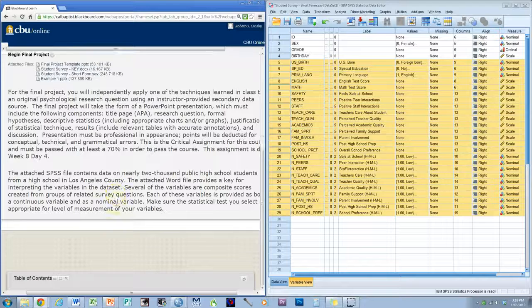Anyway, hope that is helpful. This is due on day 4 of week 8, not day 5, not day 6. I have to score these as quickly as possible. So the sooner the better. Get those into me, and if you have any questions, let me know.